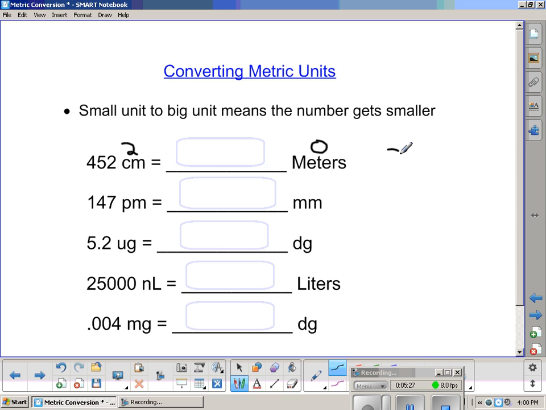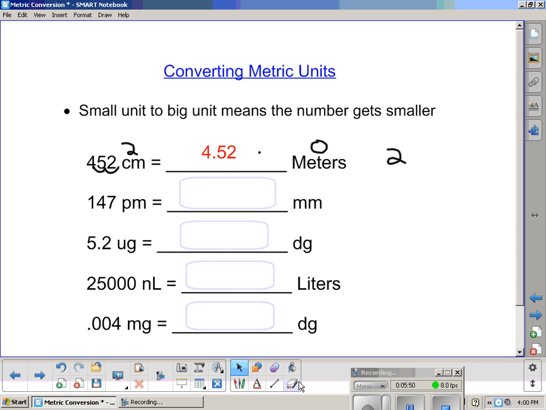So I'll just write this 2 over here, which means we're going to move 2 decimal places, change this number by 2 decimal places, and make it smaller. So if we start right here, we're going to have 1, 2. So our answer should be 4.52. And if we uncover our answer here, 4.52.